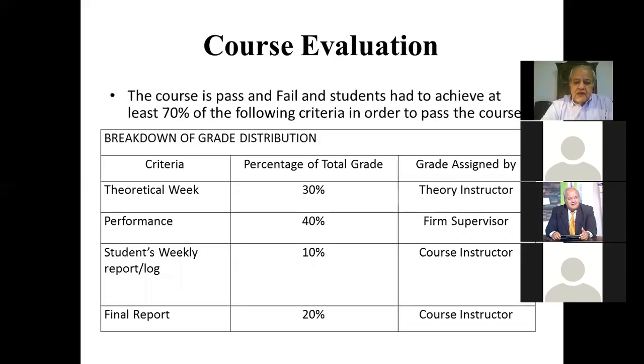The distribution of grades. This course is pass and fail, and you should achieve at least 70% of the following. The theoretical week, we have a 30% on the activities, and it will be indicated one by one. We have a performance by the firm supervisor, so it will be 40%.